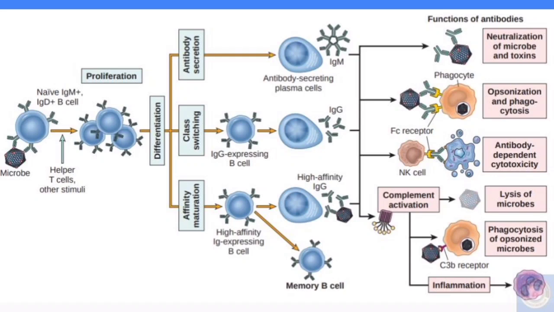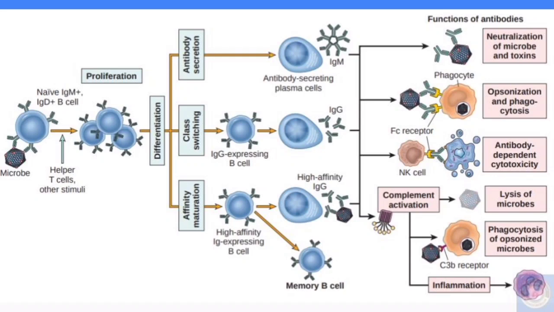Also, it can differentiate into other antibodies such as IgG secreting plasma cells if the process of class switching has occurred. And this class switching process occurs with the help of helper T cells. Without helper T cells, there is no class switching. So after class switching, plasma cells will secrete other antibodies such as IgG, IgA, and will do their function.